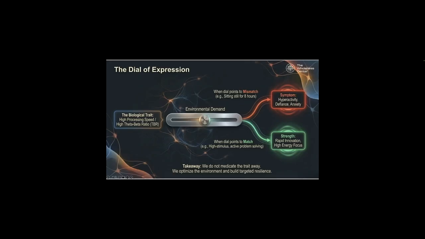But when we push the environmental demand that matches, such as a highly stimulating environment, active problem solving, we see rapid innovation and high energy focus. And I think this is where we could use this information to really tailor our IEPs, our 504s, our experiential learning schools, our Waldorf schools, these sorts of unique learning environments, so that we can match them to these individual brain patterns. So we're not necessarily trying to medicate the trait away. We're just trying to optimize and build resilience in that environment.